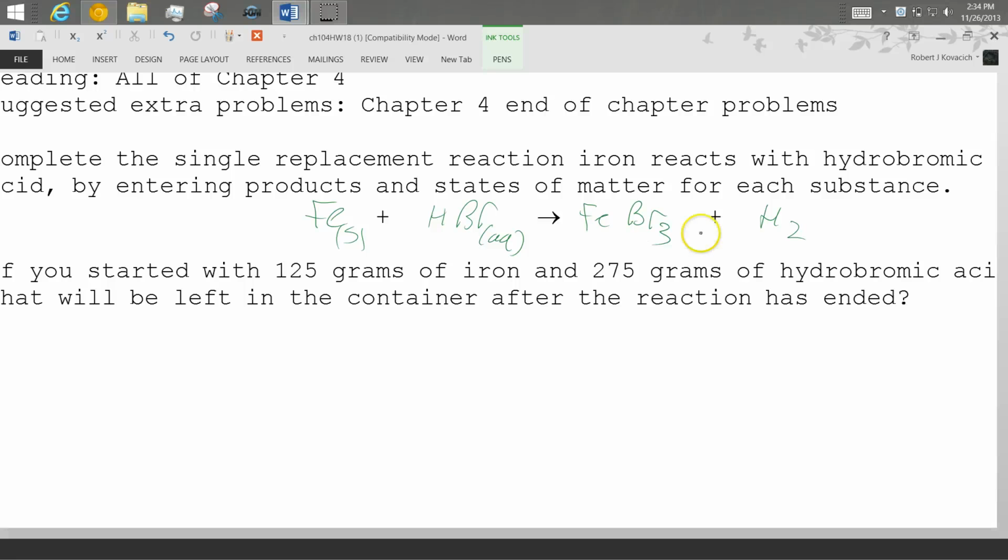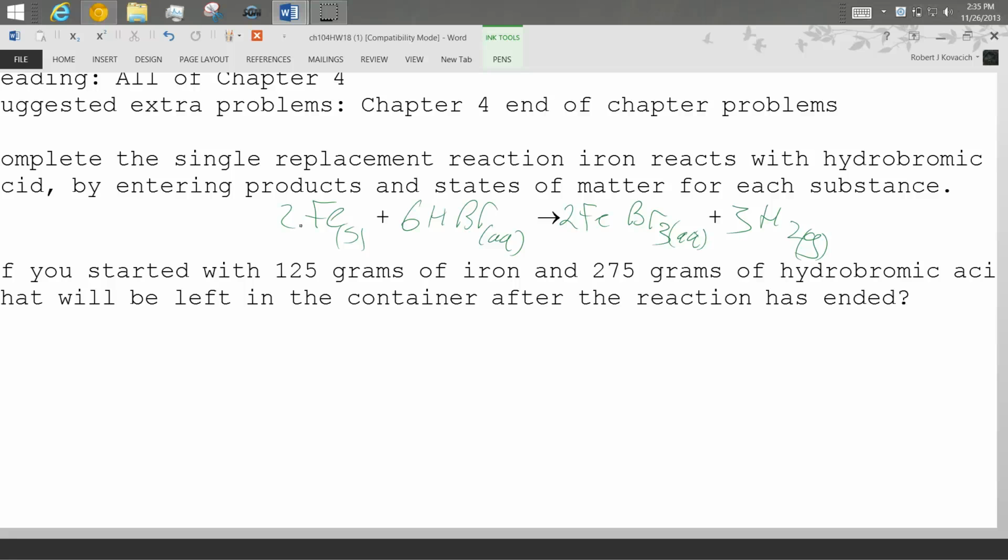And this guy would stay aqueous because bromides are aqueous, and then this guy here is a gas because it's hydrogen gas. And then balancing this out, slightly more complicated because it looks like I'm going to need a 3 here, but if I put a 3 here, then that'll have an odd number. So if I put a 2 here and a 6 here, then I can put a 3 there and a 2 there. Are we okay with that? I guess most of you probably didn't do iron 3 bromide, if any of you at all did.